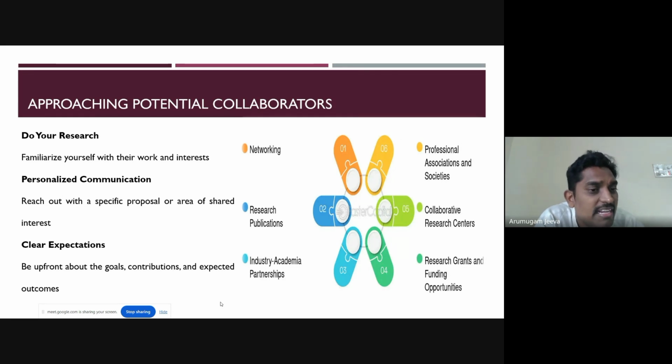And then, we can approach with this strategy. One is do your research. You can familiarize yourself with your work and interest. So the nook and corner is that we have to be familiarized with our work, what we are doing. Second thing is we have to be in personalized communication. Reach out with a specific proposal or area of shared interest, and we have to be very clear with our expectations. Be upfront about the goal, what you have fixed, and what kind of contribution you are going to create, and the expected outcome, how it will be. So this is the approaching point we can touch on, right?